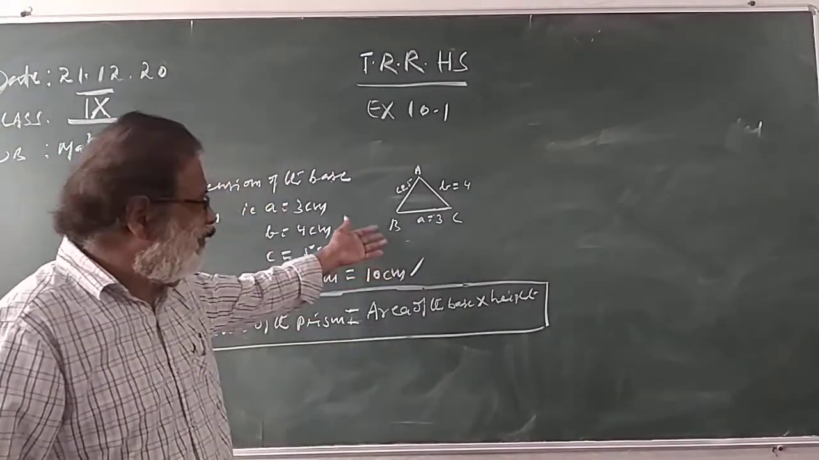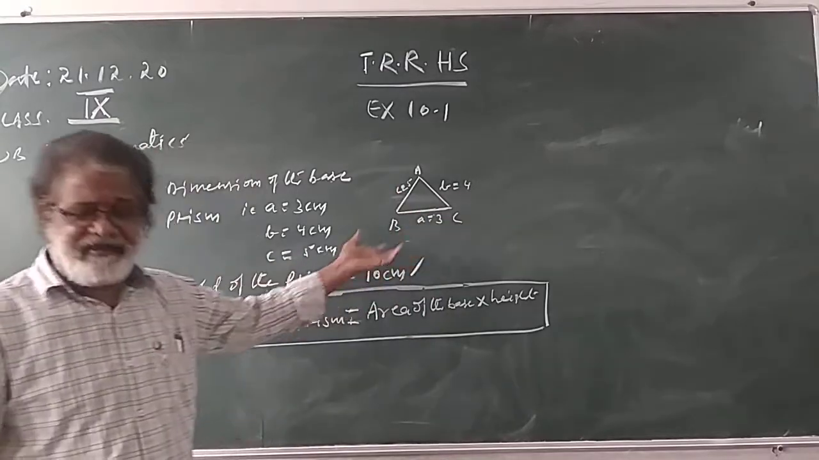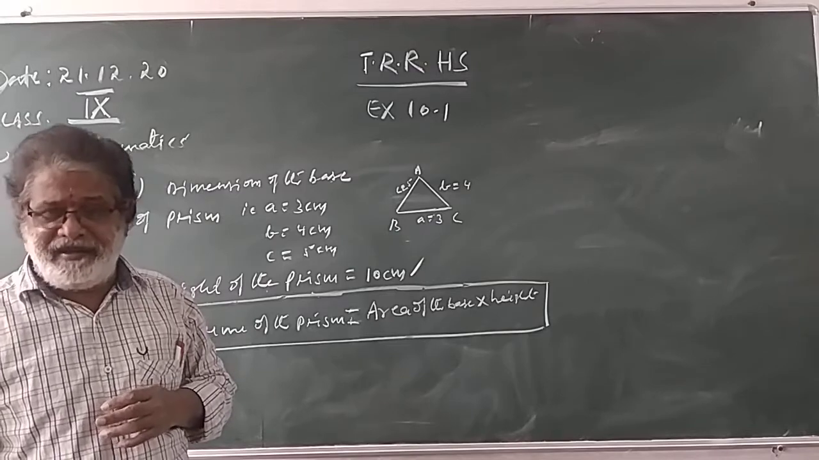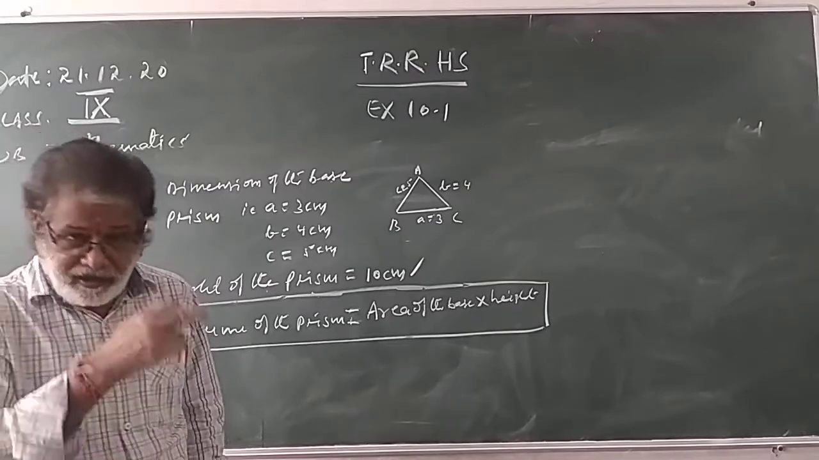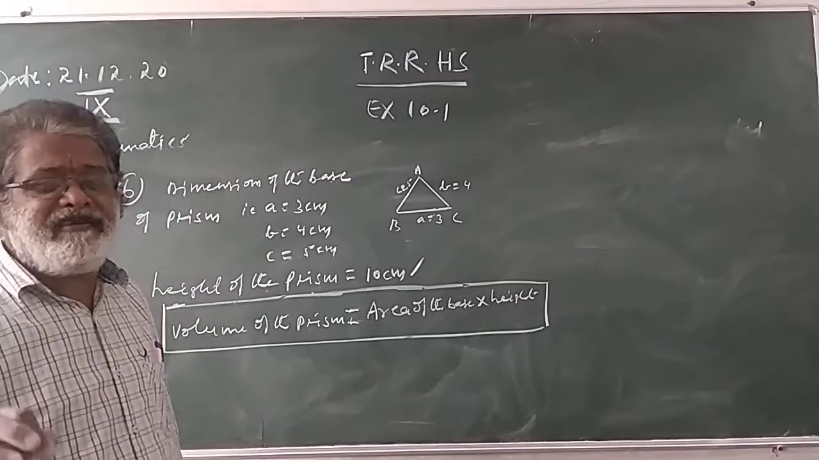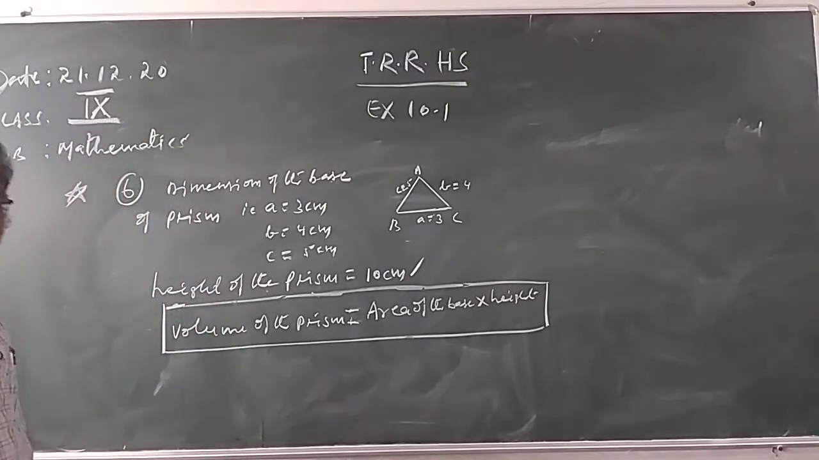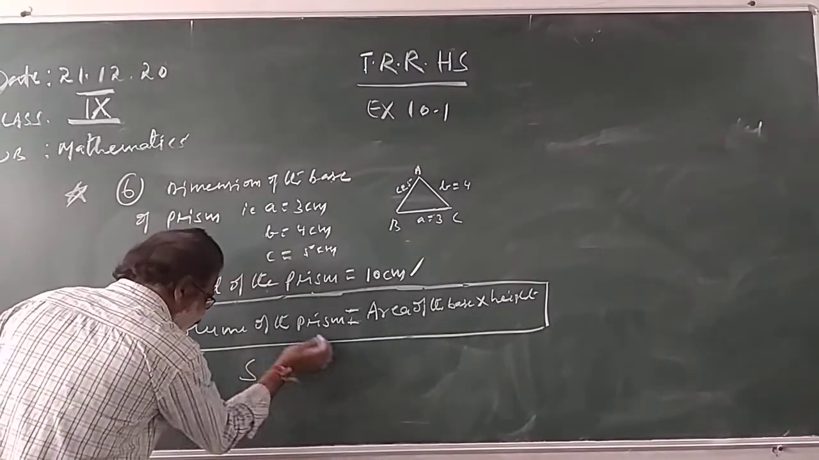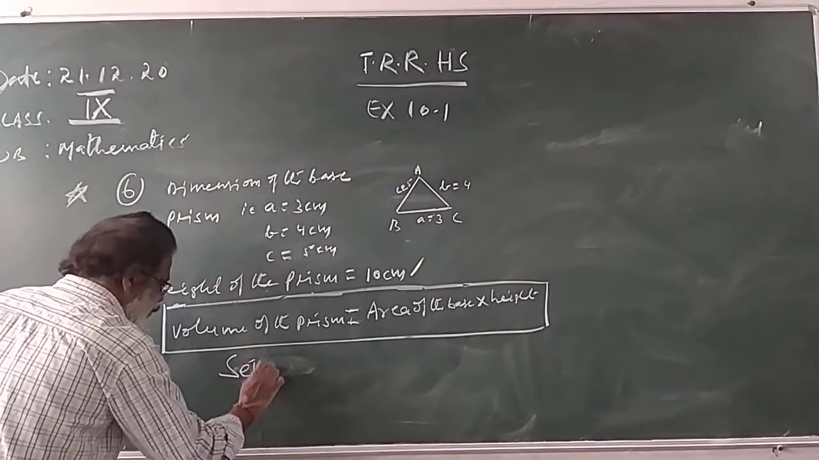This is a scalene triangle. Three different sides are there. It is a scalene triangle. So, we use Heron's principle to find the area of the triangle. What is Heron's principle? Under root s into s minus a, s minus b, s minus c. You need to find out s. What is s? s is the semi-perimeter.